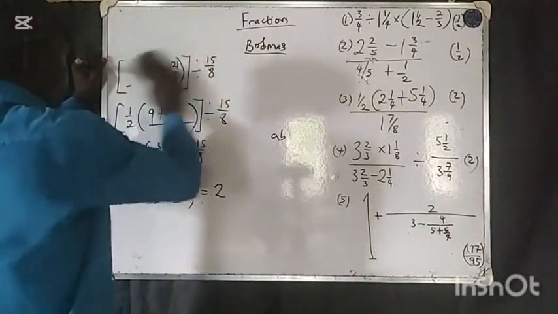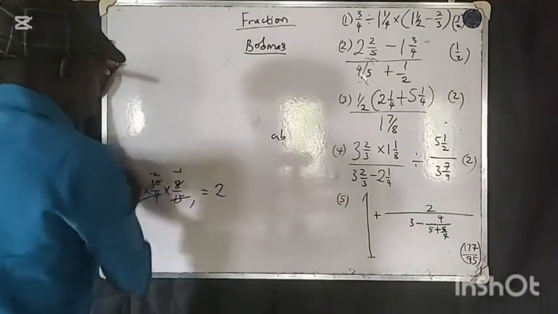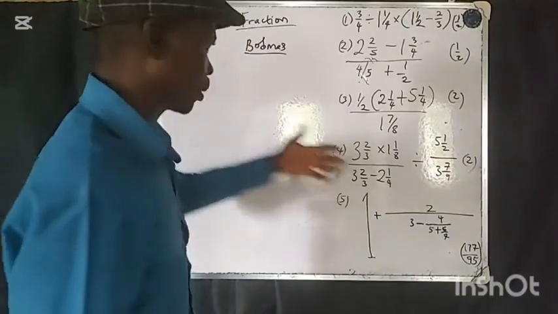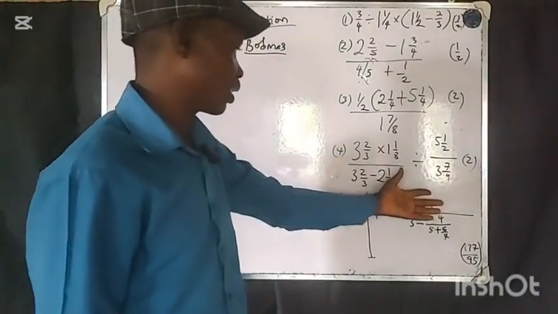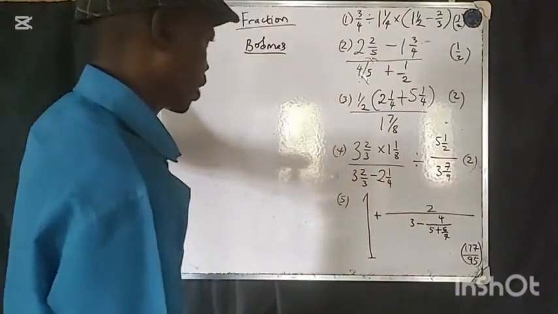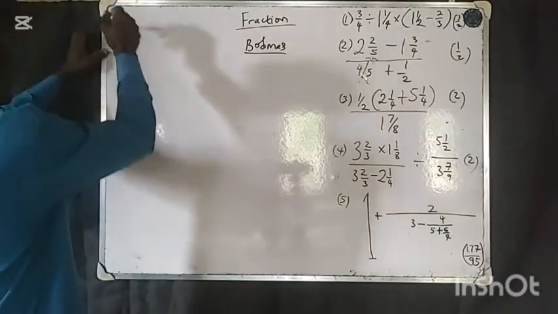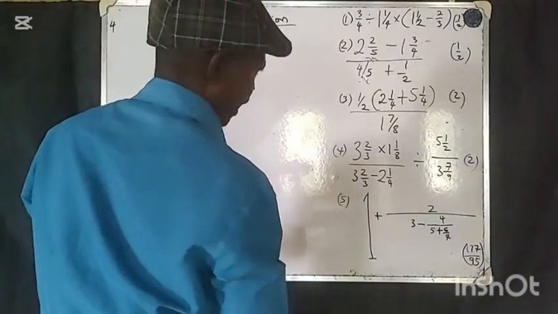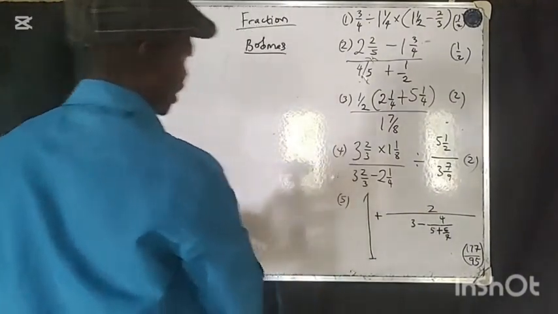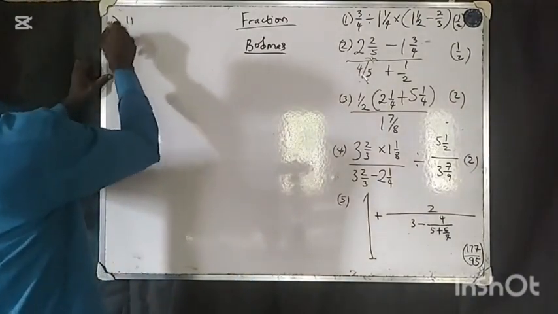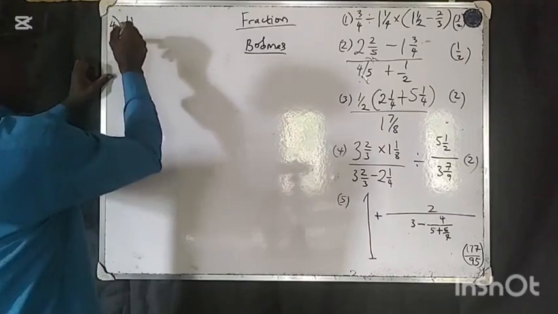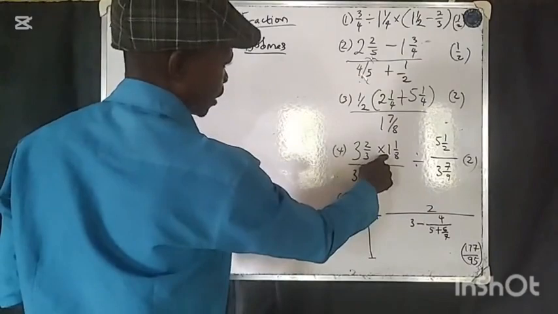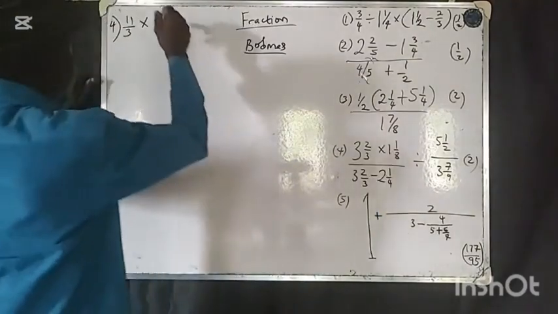Let's move to the next one, which is number 4. Let's copy it here to avoid rewriting it. This is the number 4 question. Let's change everything to improper fractions as we come to this side. So number 4, we are going to have 3 times 3 is 9. 9 plus 2, that will be 11. 11 over 3 times 8 times 1, that's 8. Plus 1, that will be 9 over 8.